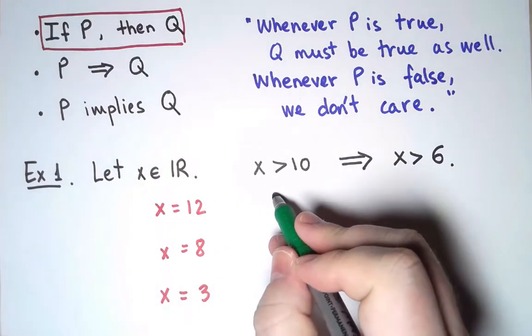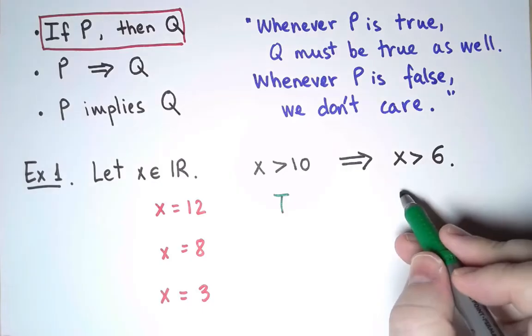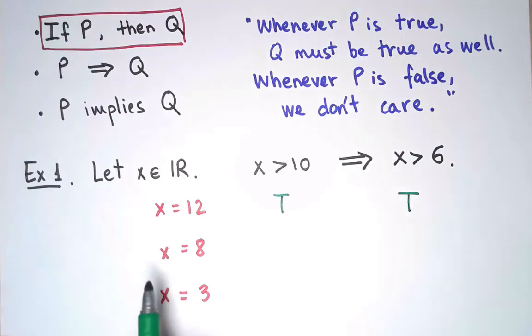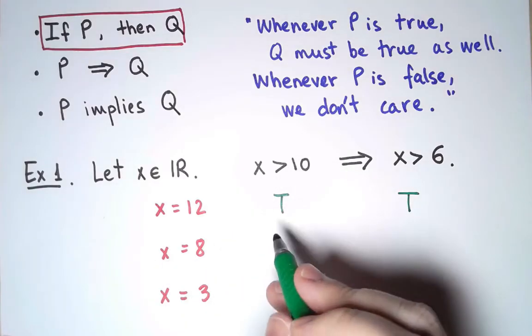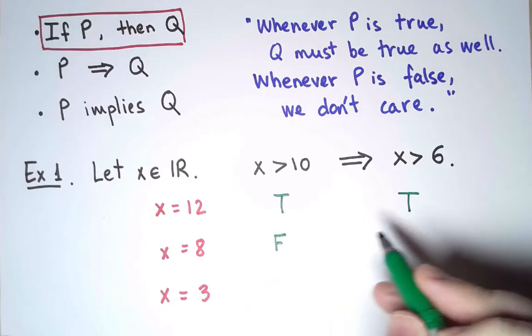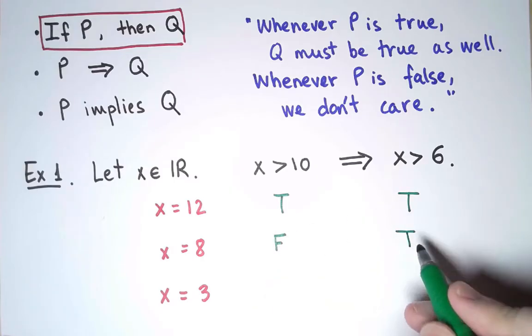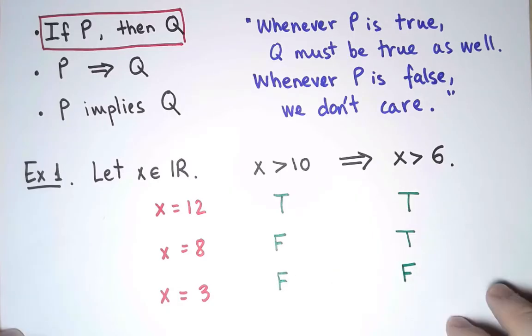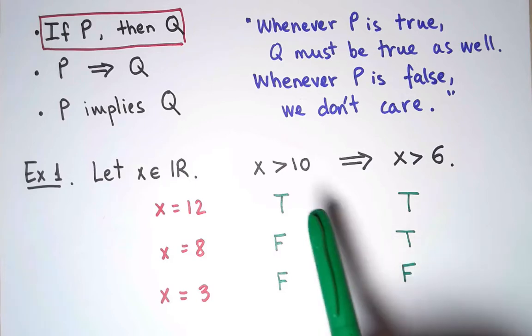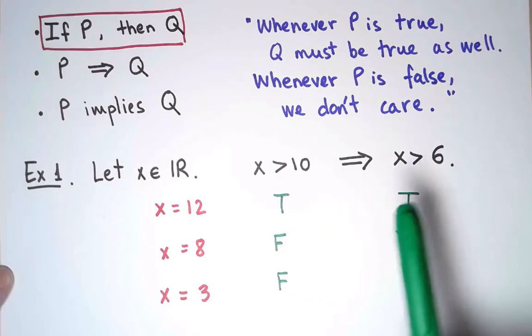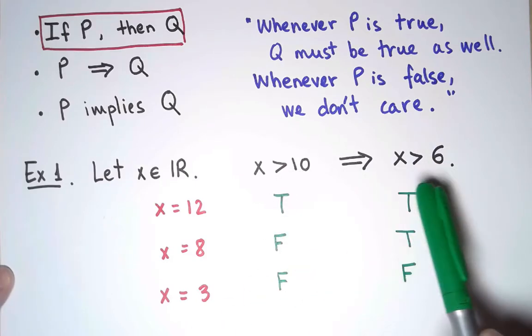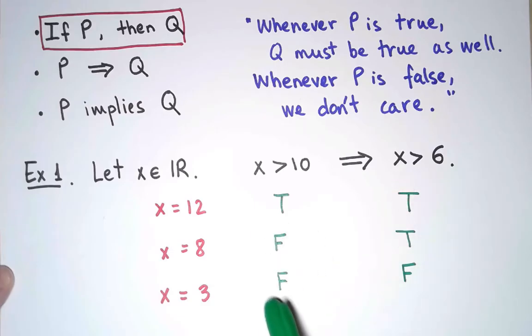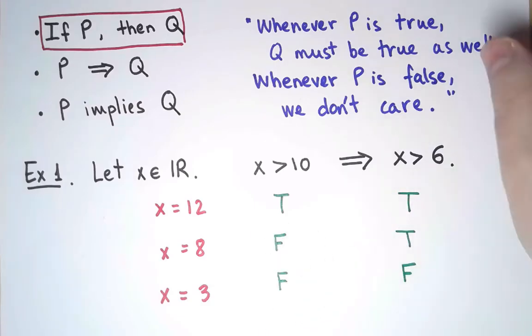In this case, the if part is true, and the then part is also true. When x equals 8, x is not greater than 10, the if part is false, but the then part is still true. And when x equals 3, they are both false. Okay, so this example illustrates all the possible cases. As I said earlier, if P then Q means that whenever P is true, Q must be true as well, and whenever P is false, we don't care, it can be anything.